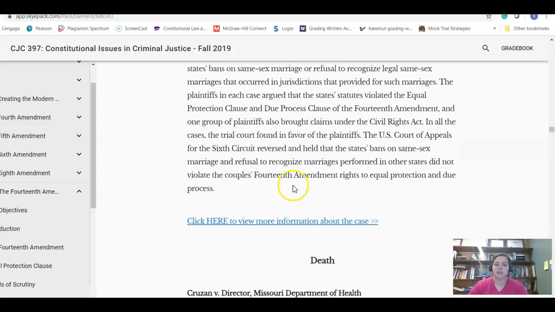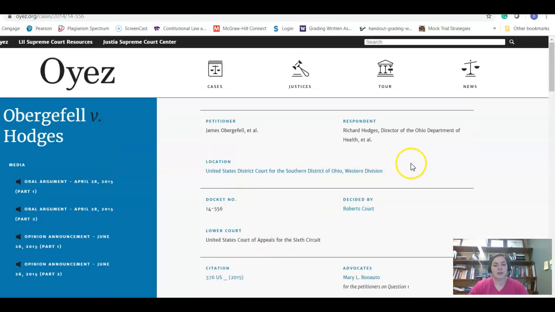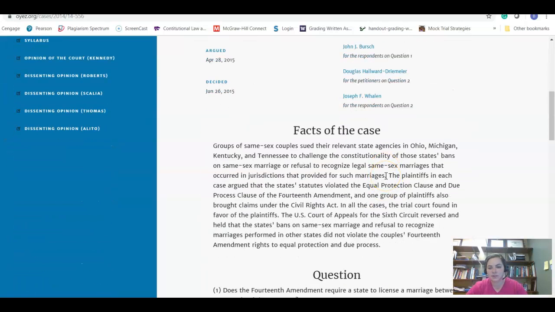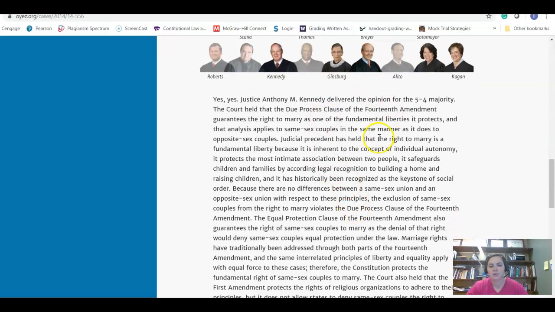And then in 2015, we have the Obergefell v. Hodges case. In this case, we have 6 different same-sex couples suing to invalidate their state statutes and their state's constitutions that say that same-sex marriages cannot be recognized. And they win. The 14th Amendment guarantees us the right to marry as a fundamental liberty. That means that who we get married to is an individual personal decision, and the government cannot interfere with who you marry.